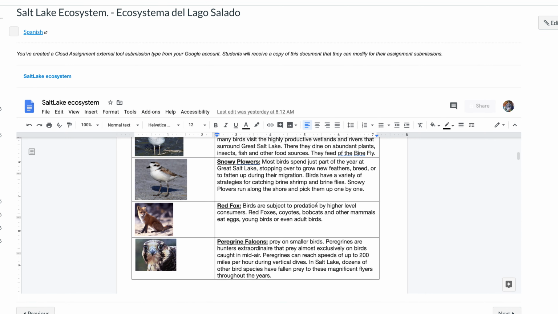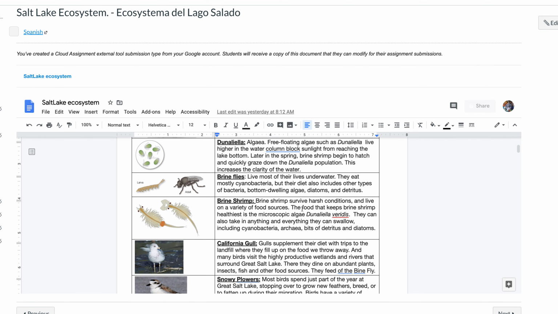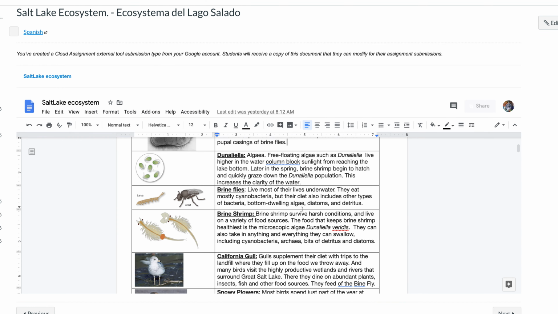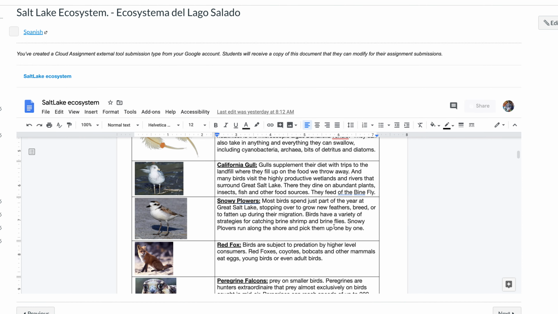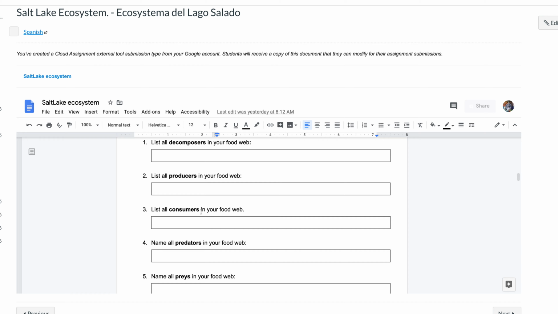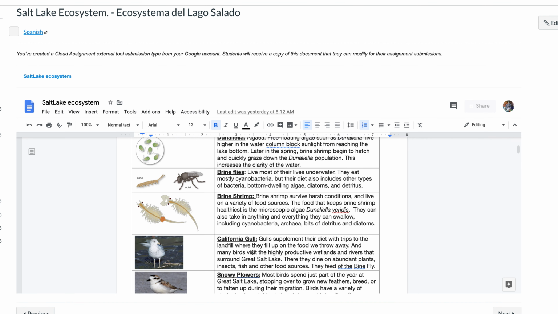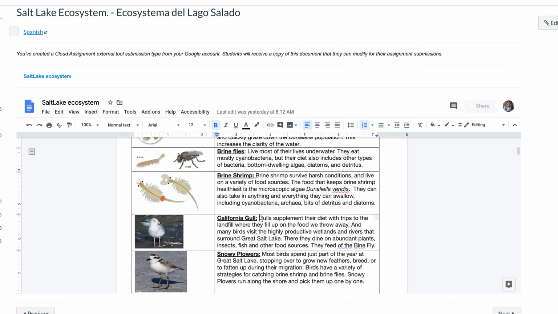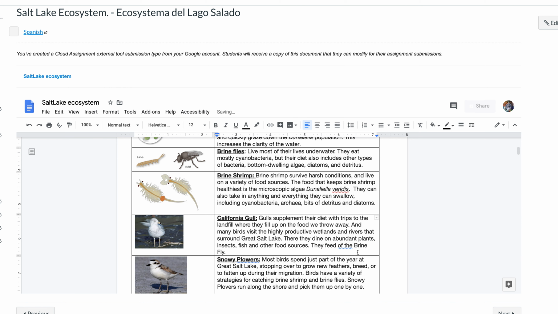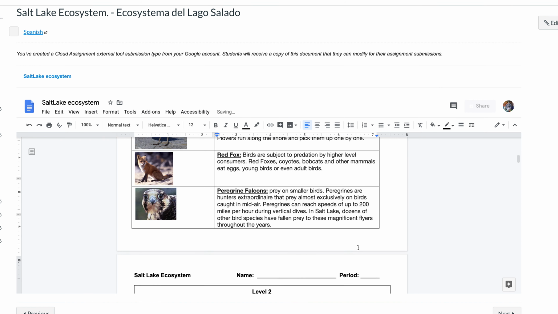So they're not living together happily. They're actually living together trying to make the energy go from one organism to the other, meaning they're gonna be consuming or eating one another. So a consumer in this case will be any organism here that is eating another one. For example, the California gull will be a consumer because they are feeding. So right here, you can highlight it. They are feeding on the brine fly. That's why they're called consumers.